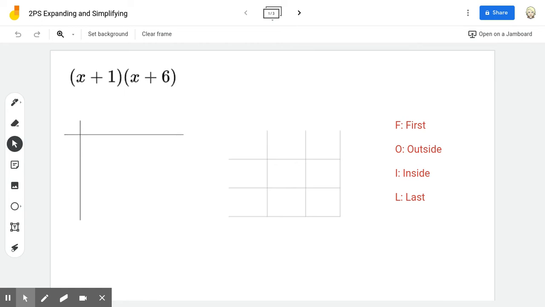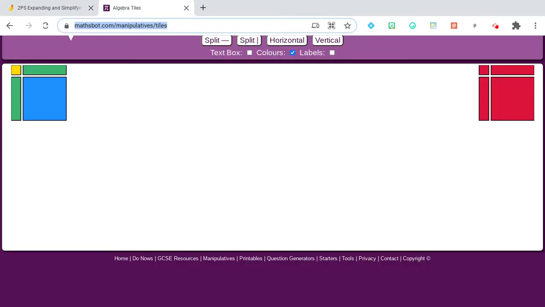So in this video, I'm going to show you 3 different ways to expand and simplify two binomials. So remember, two binomials look something like this, where we have two terms in each bracket. So there's one term and there's another term, there's one term and there's another term. So the first way I'm going to show you is actually using algebra tiles.